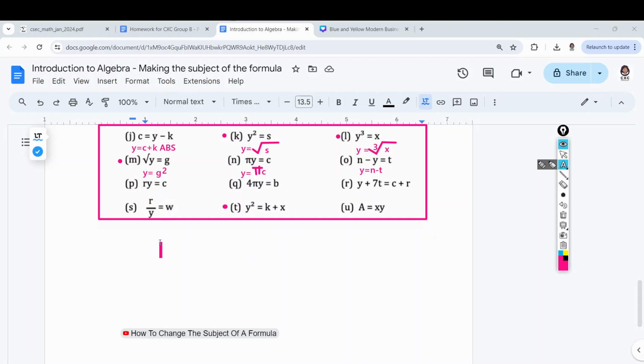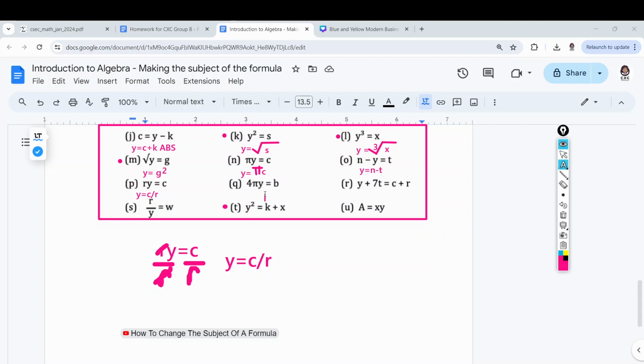And we have ry is equal to c. And then we're going to divide both sides by r here to find the answer. So both sides divided by r. This r will cancel this r. And I'm going to get y is equal to c over r. Y is equal to c divided by r. That one's pretty simple. So this one, let me put it here. Y is equal to c divided by r.